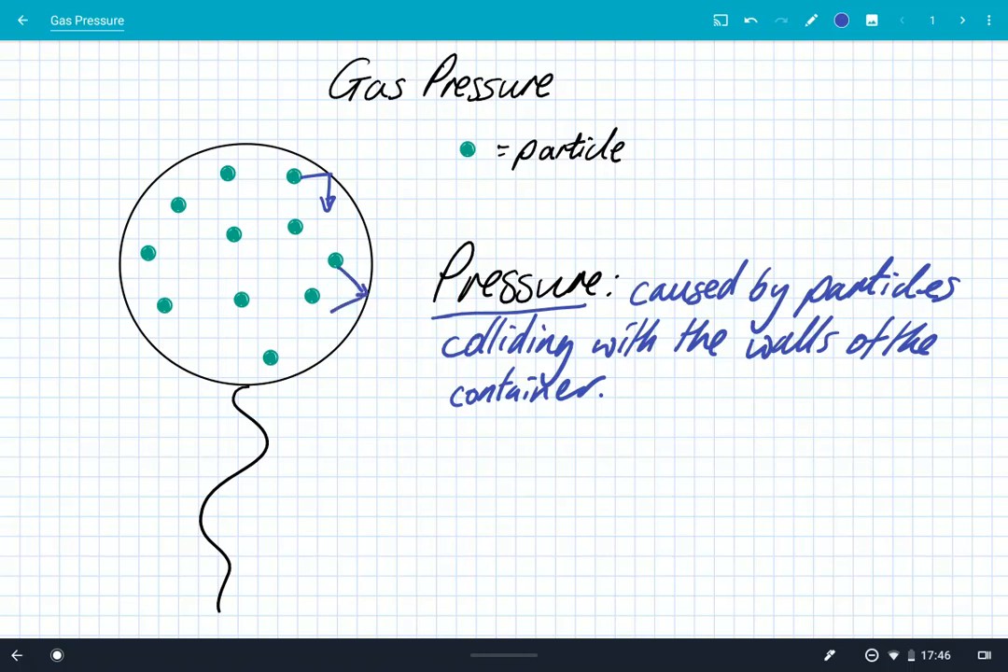So every time one of these particles, or many of these particles, collide with the walls of the container, the particles exert a force on the wall, and that force divided by the area creates the pressure. So it's very simple. Pressure is caused by particles colliding with the walls of the container. The more often you have collisions, and the greater the force they exert, the greater the gas pressure.